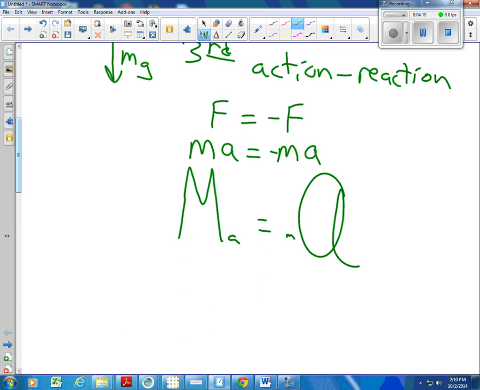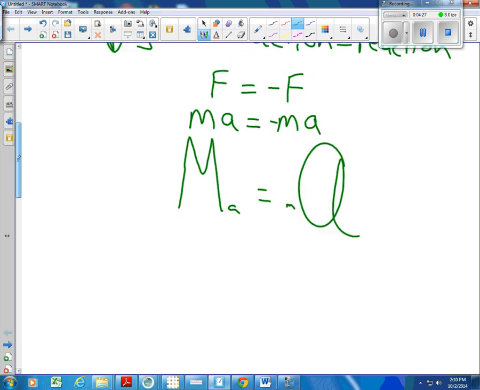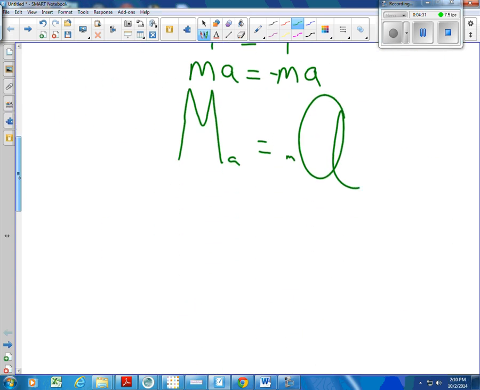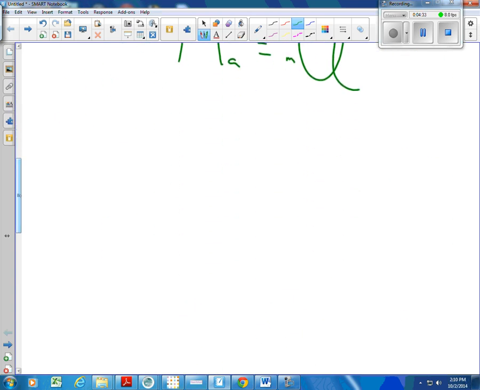And that's what Newton was trying to say, that the mass times the acceleration of one body will be equal to the mass times the acceleration of the other body, which, mass times acceleration in this case, is force. So we got quickly through the three laws there.